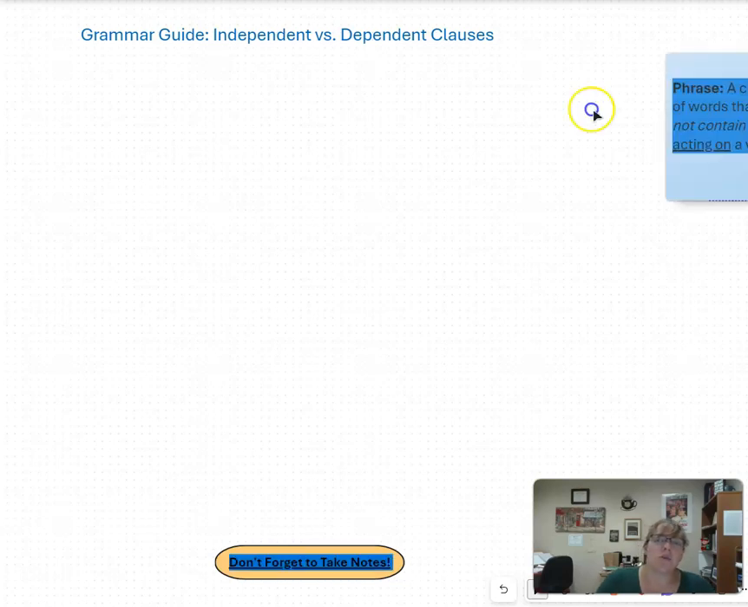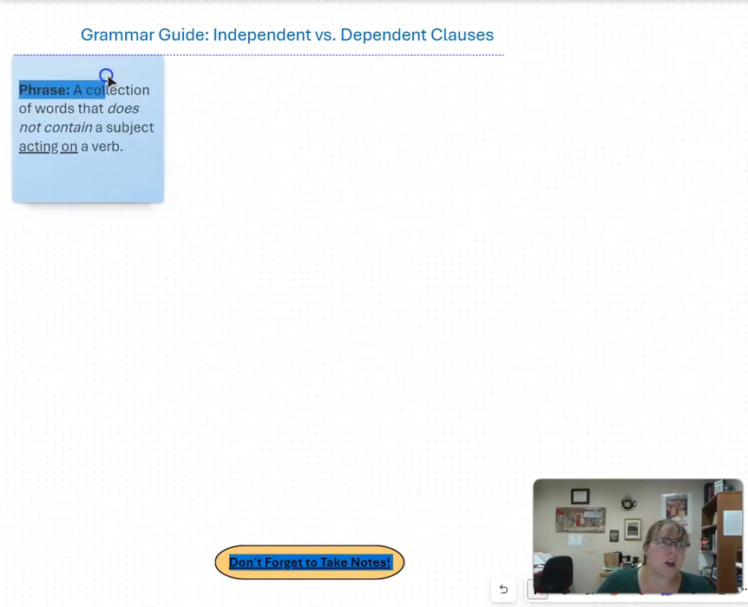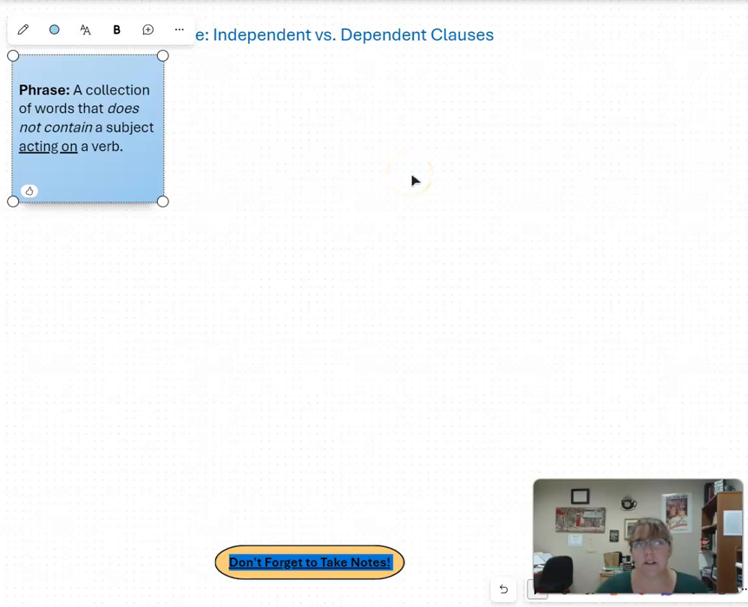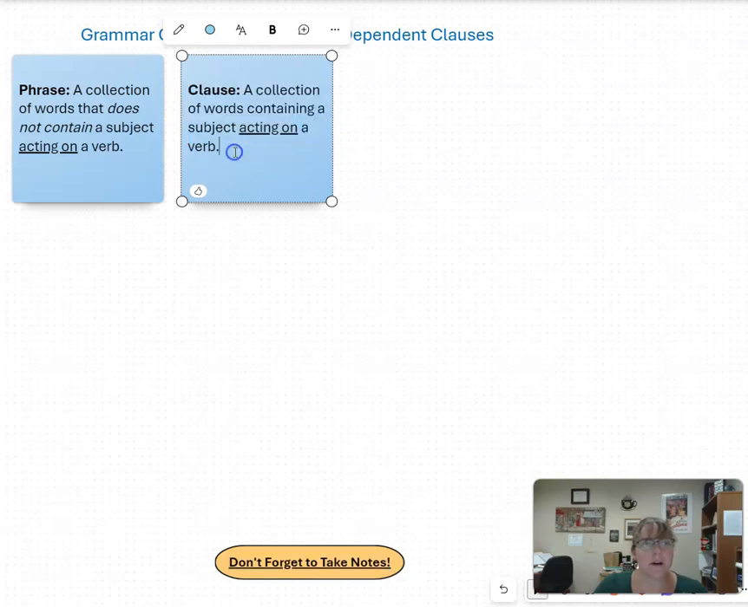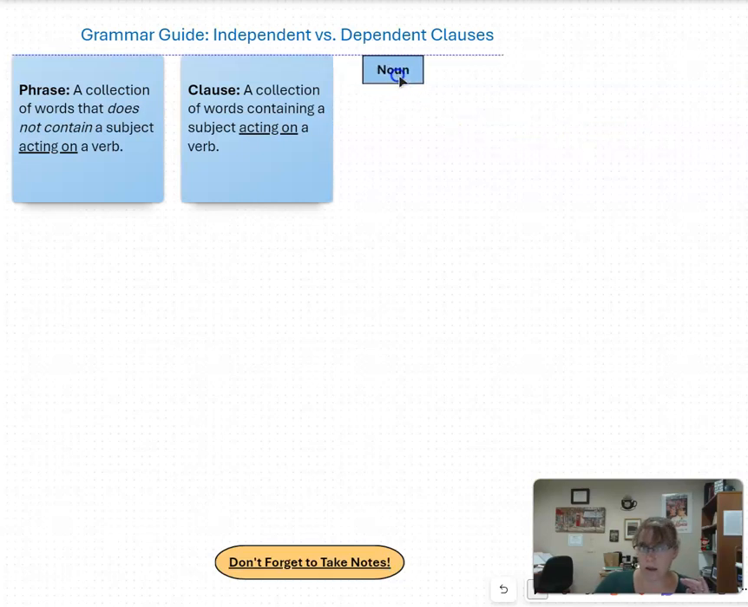All right. So we have talked about phrases. We know that a phrase is a collection of words that does not contain a subject acting on a verb. We also know that a clause is a collection of words containing a subject acting on a verb. So phrase doesn't have it, clause does have it. Okay. Just as a quick refresher, a noun, right?